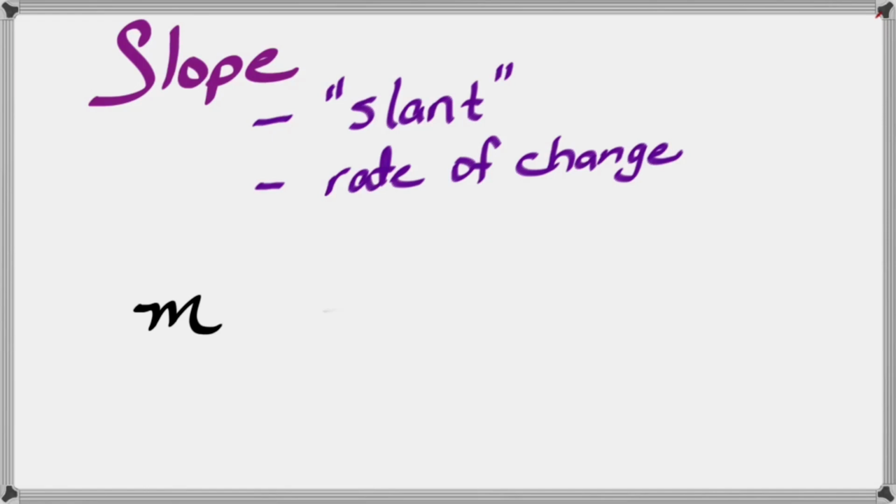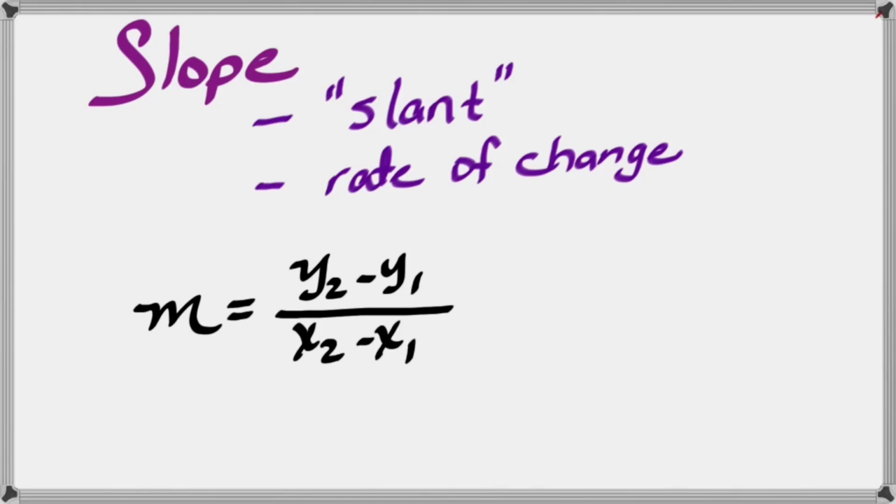This is the foundation of moving on from algebra into calculus, and it's really important that you understand both those meanings for slope. M is often the variable used when presenting the formula for slope, which is the following: y2 minus y1 divided by x2 minus x1. Both of those represent the coordinates of 2 points.